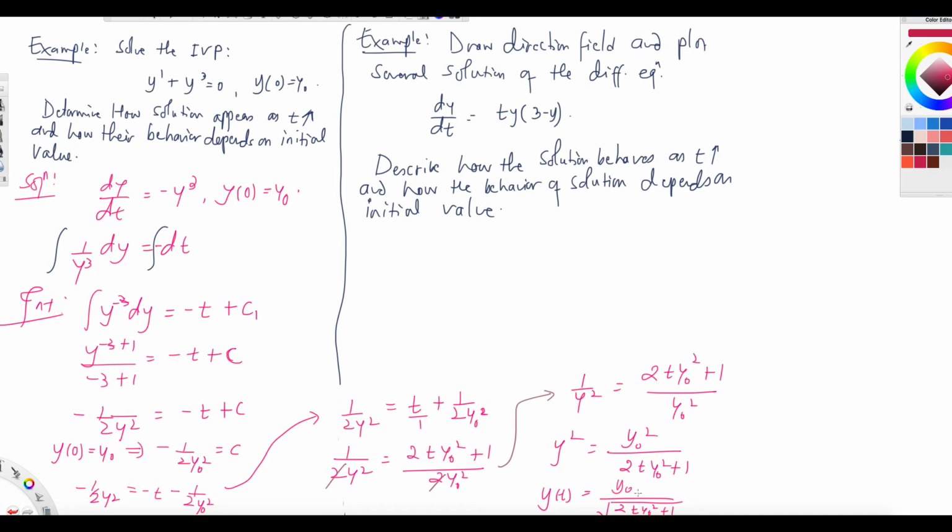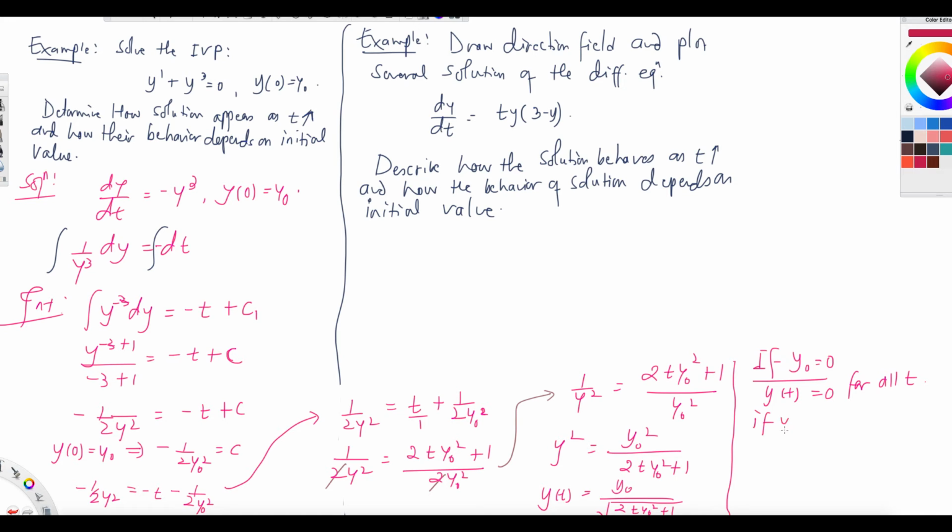So what happens if y0 is positive, y0 is negative, and y0 is 0? Let us do that part. If y0 equals 0, then what happens? Y of t becomes 0 for all t, right? Why? Because when y0 is 0, then this will be 0 over 0 plus 1. So 0 over 1 will be just 0, right?